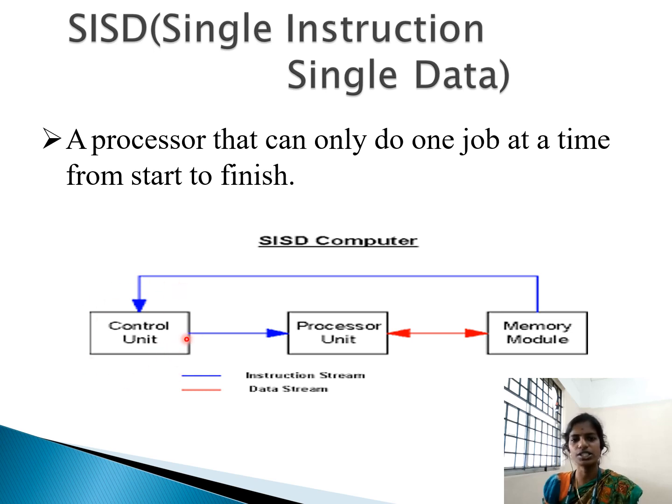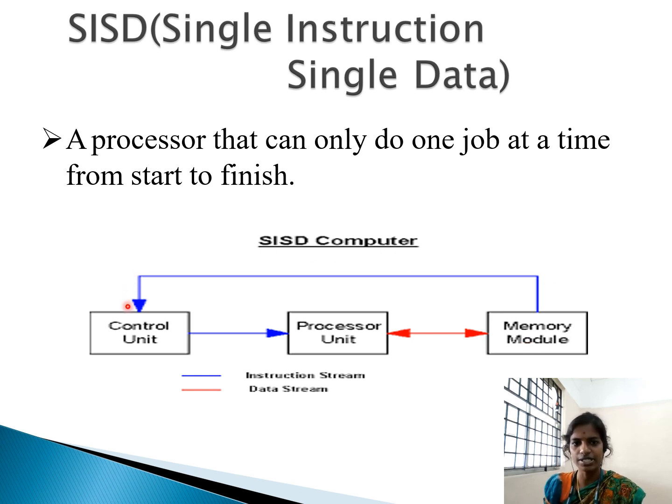Then the decoded instruction will be sent to the processor unit, where the particular instruction will be processed. The instruction has arrived in the processor unit. Now it is in need of the data. Initially only the instruction has been given to the control unit and the data resides in the memory module. Now from the processor unit, the data will be taken from the memory module. With that data, the instruction is processed and the result will be reloaded to the memory module. So this is the overall functioning of the single instruction stream and single data stream.